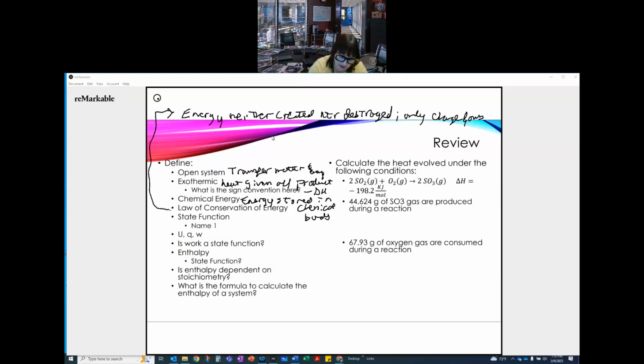State function. A state function is independent of path. Name one. P, V, U, H are all state functions, so one of those is fine. U, Q, and W. U is the internal energy. Q is heat. W is work. Is work a state function? No, most definitely not. And that's because it's dependent on the path that it takes to get there.